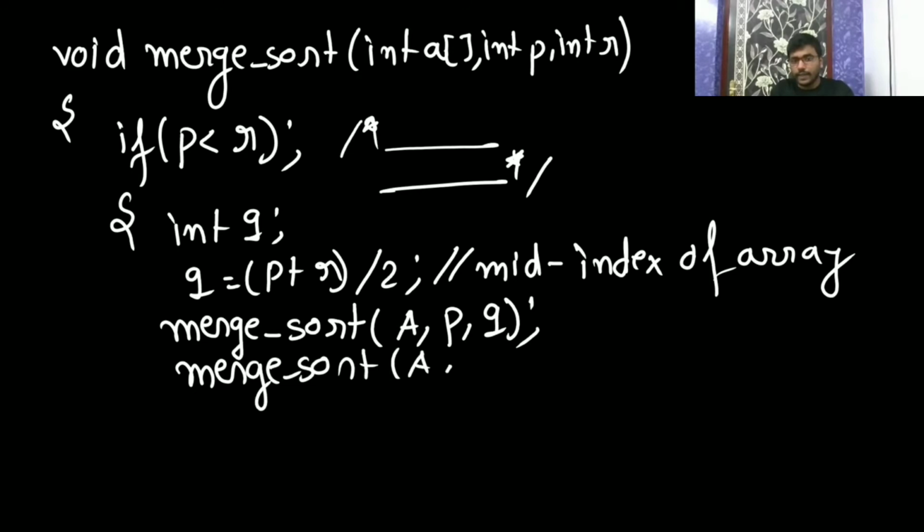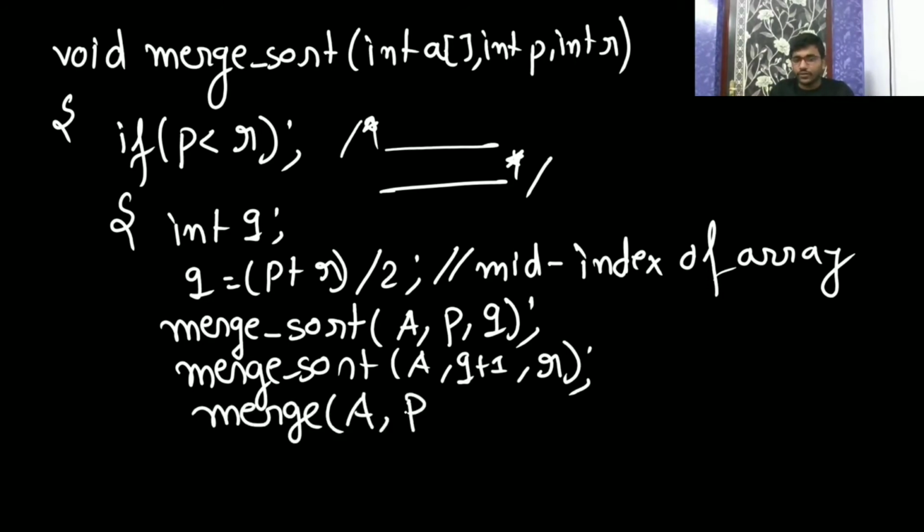Separately I am calling it on Q plus 1 to R. The second half's starting index is Q plus 1, till R. And now merge is a function which takes the array, P as the starting index, Q as the mid index, and then R. So merge sort sorts the first half of the array, then the second half, then you merge these two halves. Merge takes the array, starting index, mid index, and the last index. Is it clear? I will take an array and show you how it works.